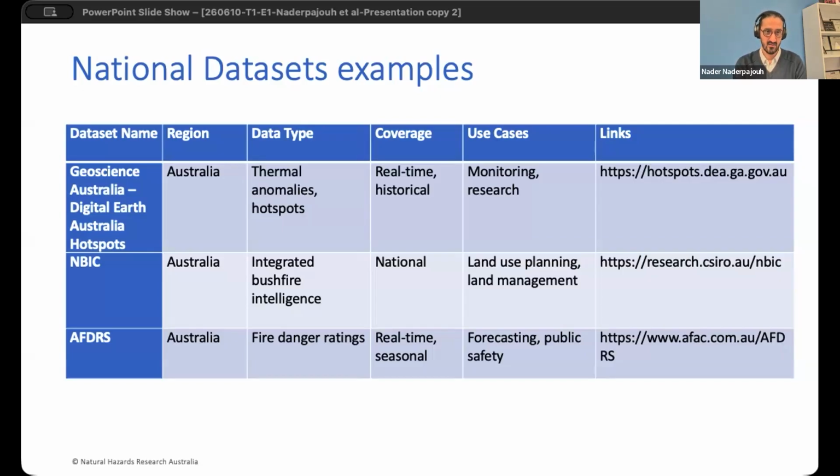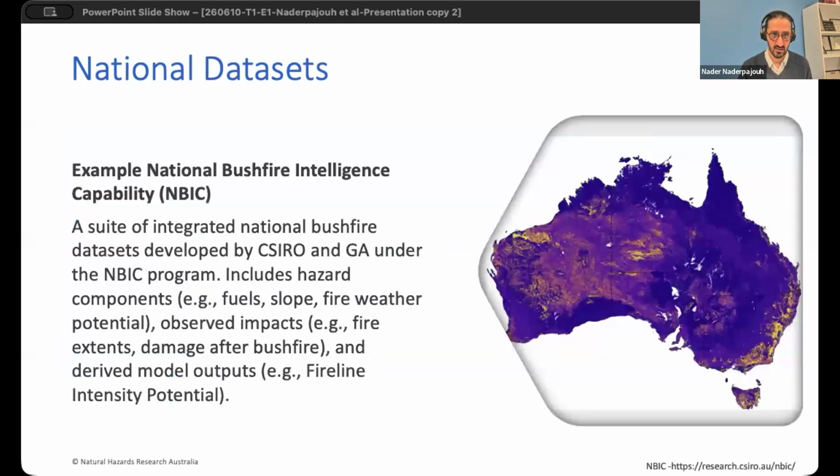NBIC is the National Integrated Bushfire Intelligence. It provides information for land use planning and land management. AFDRS covers a lot of initiatives and real-time and seasonal data for forecasting for public safety. And Geoscience Australia also have databases for thermal anomalies and hotspots for monitoring, but also for research and understanding the context later on.